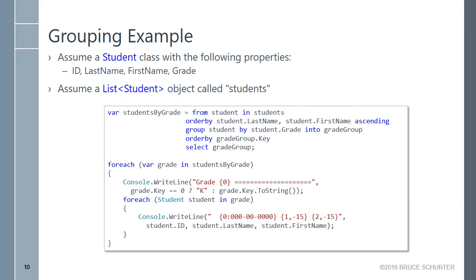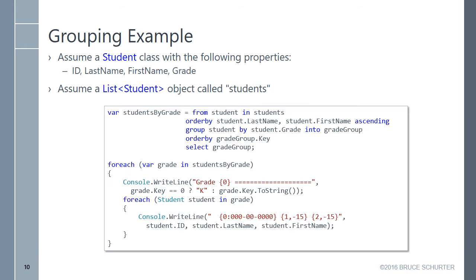So let's assume we have a student class with the following properties: ID, last name, first name, and grade, which will represent kindergarten, first grade, all the way through 12th grade. And assume a list of student objects called students. Now, we can take a new query, and we'll call it studentsByGrade, and we'll say it's equal to from student in students. So at every step of the query, we have a student object, and it will be called student with a lowercase s, as you can see.